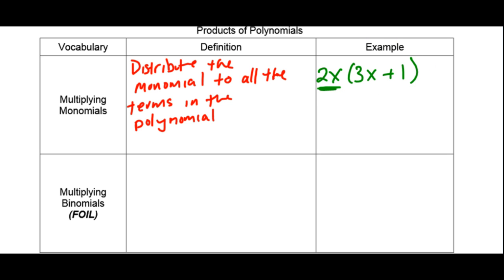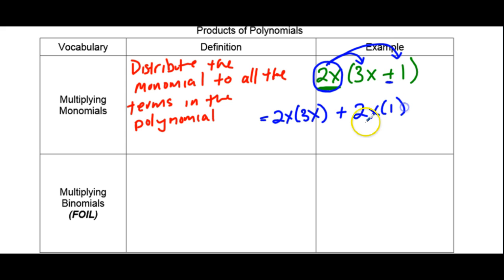So just like before when we had the distributive property, all we did was we took this outside number and we multiplied it by everything inside, right? And so from the last chapter, this is technically what we're using to multiply. We're using the rules that we learned about the exponents to multiply. So I'm going to write all this out. This is 2x times 3x, right? Plus 2x times 1, all right?